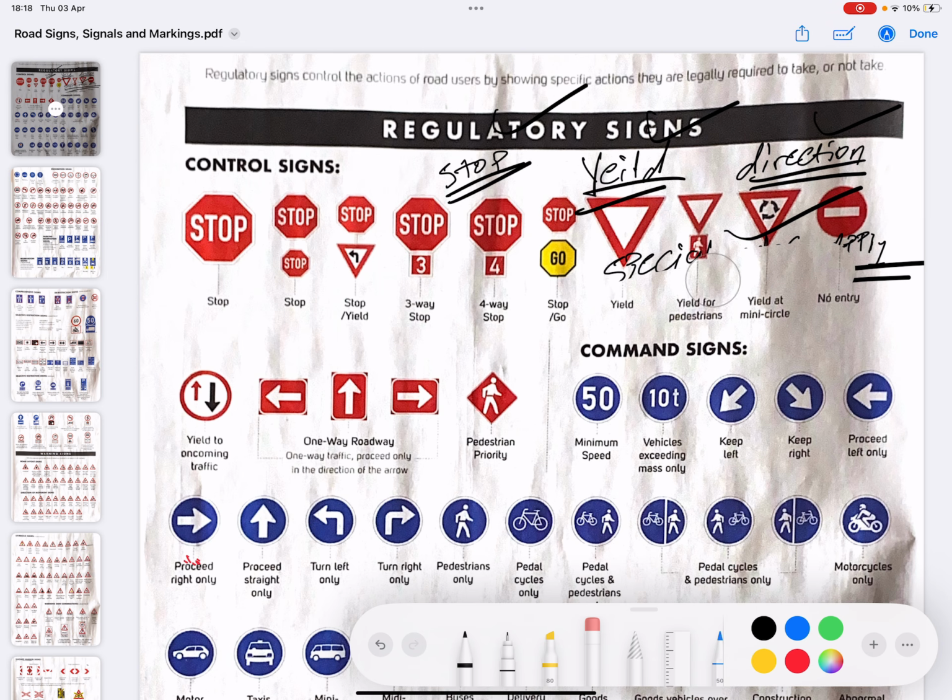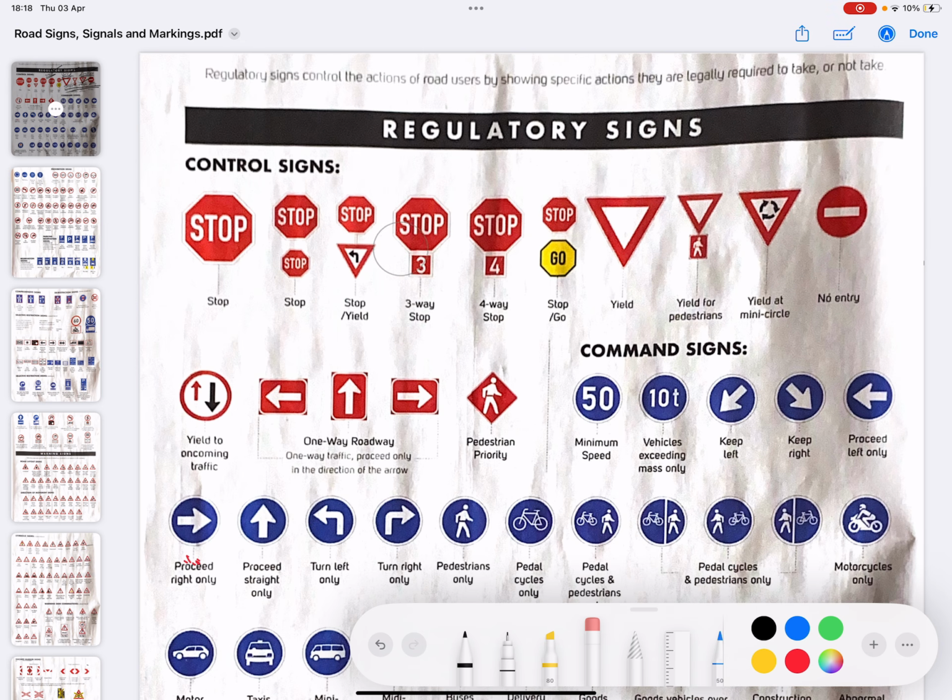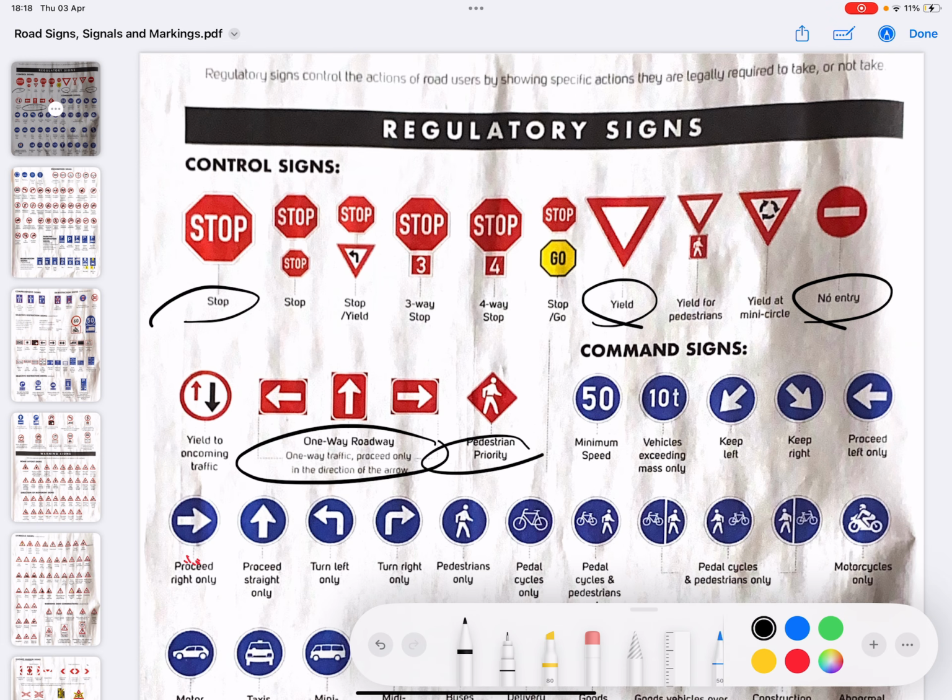So the control signs, they are actually the only signs that will be given in different shapes. Look at the shape of the stop sign. It's not the same as the shape of the yield sign, not the same as the shape of no entry, one-way roadway, and pedestrian priority. So they are given in different shapes.